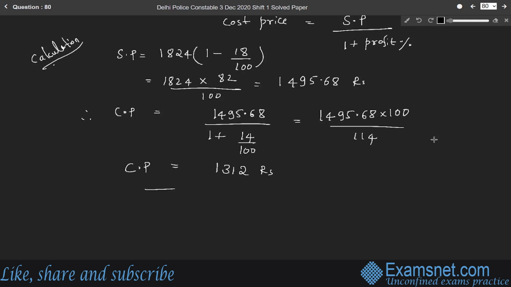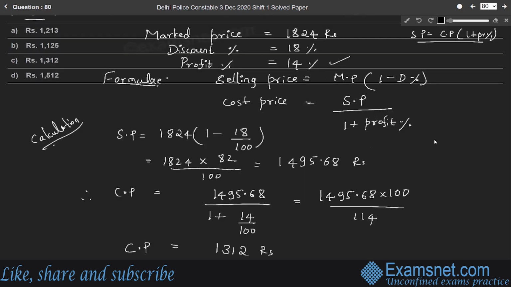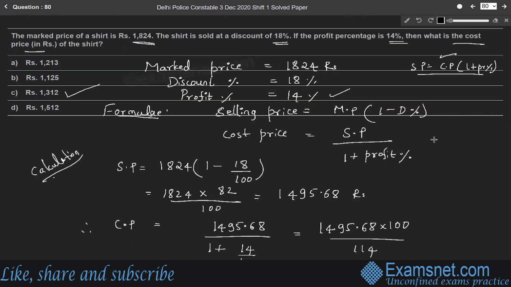Cost price of the shirt is 1,312 rupees. Option C.